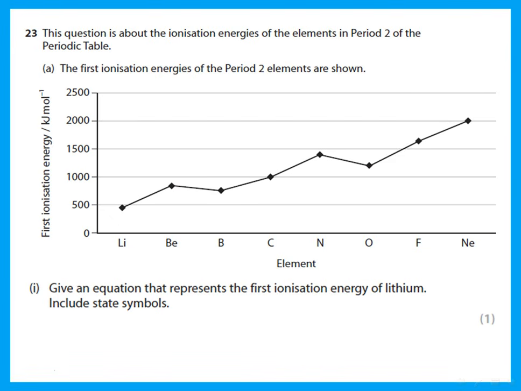This question is about ionization energy, and it says the first ionization energies of period 2 are shown. Give an equation to represent the first ionization energy of lithium. Again, I want to remind you that ionization energy is the amount of energy needed to remove 1 electron from the outermost shell in the gaseous state. So remember that the state symbols have to be gaseous, and you're removing 1 electron, so that means you're ending up with lithium with 1 positive, since this is the first ionization energy.